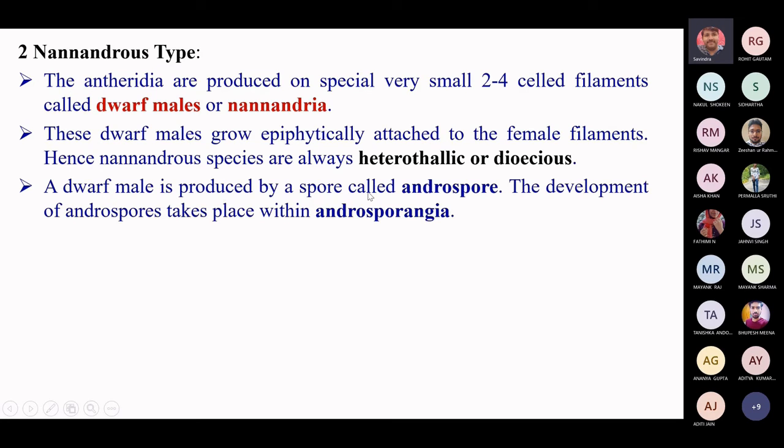A dwarf male is produced by a spore called androspore, and the development of androspore takes place within androsporangia. The development is almost the same as your zoospore, your anthrozoid formation. The only difference between androspore, anthrozoids and zoospore, please note it down right now: zoospore is the biggest one, androspore the second biggest, and anthrozoids the smallest. The rest of the structure remains the same. If you see an anthrozoid, a zoospore, or an androspore, all the structure will appear similar. Only based on cell size can you differentiate them.